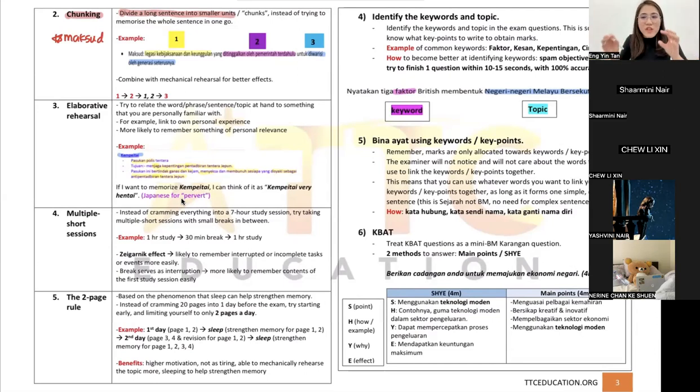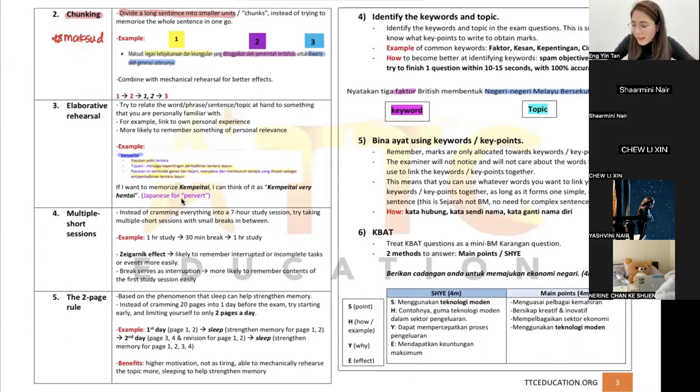You can just break them down into 2 parts or 3 parts. Normally, I break them down into 2 parts, so that it is easier. I just memorize 2 parts, then I repeat it over and over again. So yeah, combined with mechanical rehearsal. This one I strongly recommend for those particular questions where you need to memorize the maksud definition. This one is best. I tried it before. It works on me.